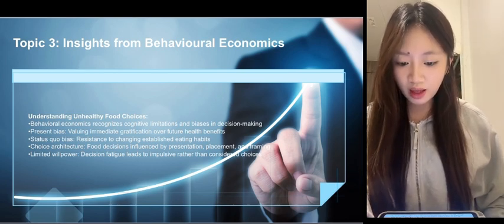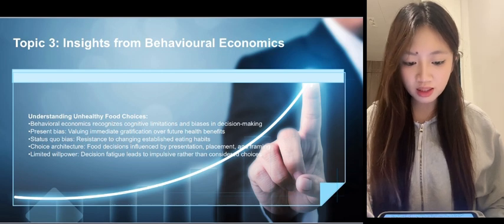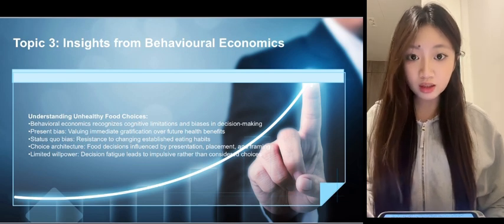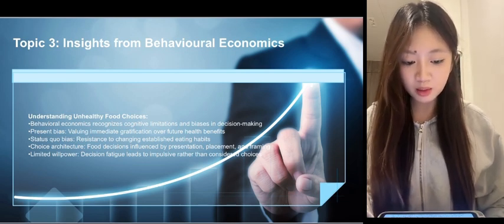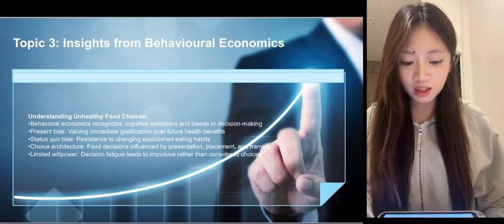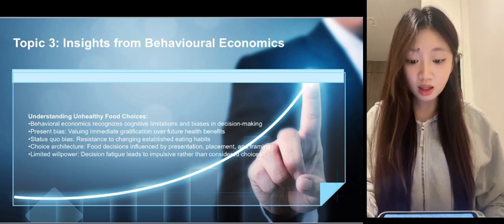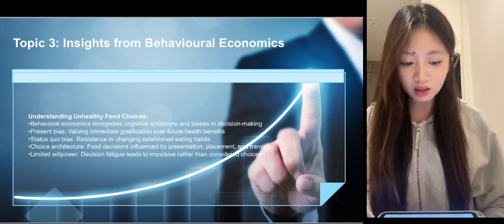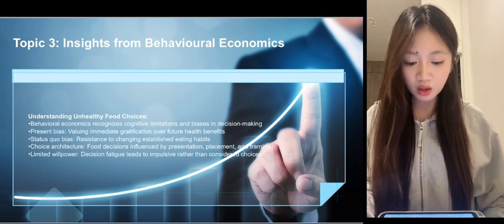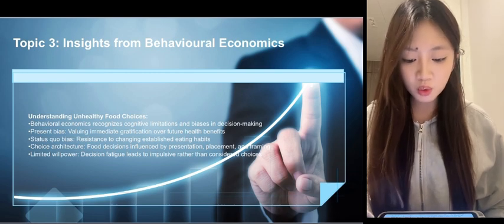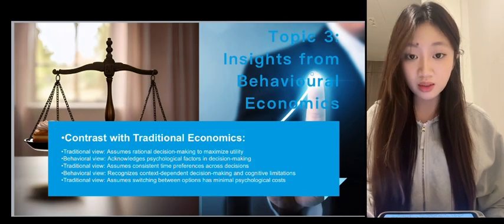Present bias is a case in point, where we consistently choose between unhealthy yet tasty food and better health, which is a future goal, favoring the appeal of instant gratification. The challenge of time-inconsistent preferences is also at odds with an assumption of traditional economics. Status quo bias correlates with the sentiment around resisting change, especially when it concerns losing favorite eating patterns. This bias supports maintaining current habits due to the perceived high psychological cost of switching.